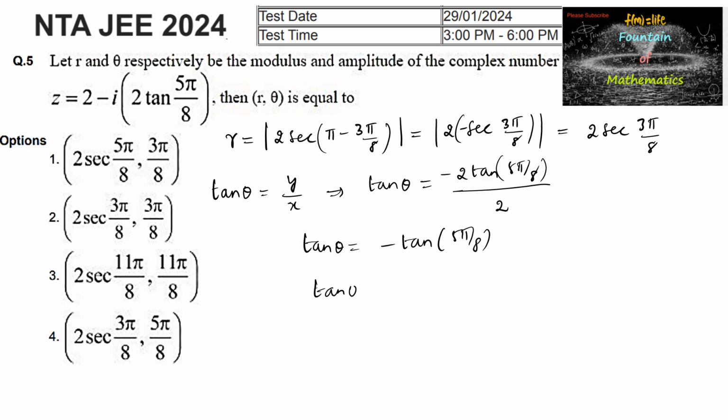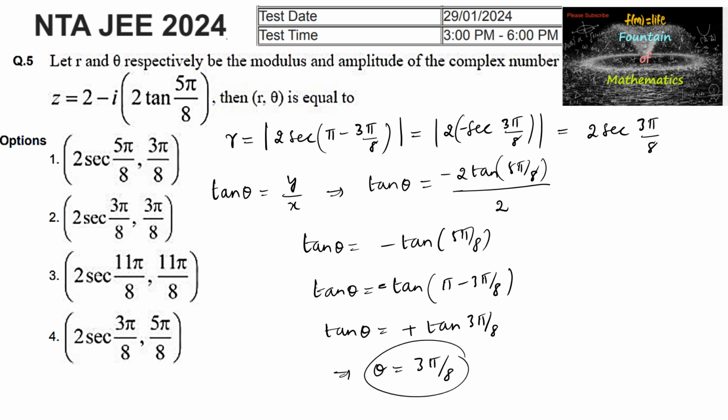tan theta is equal to minus tan of pi minus 3 pi by 8, I can write, which implies tan theta is equal to, since tan of pi minus theta is minus tan theta, minus of minus, plus tan 3 pi by 8. So we can consider theta is equal to 3 pi by 8.